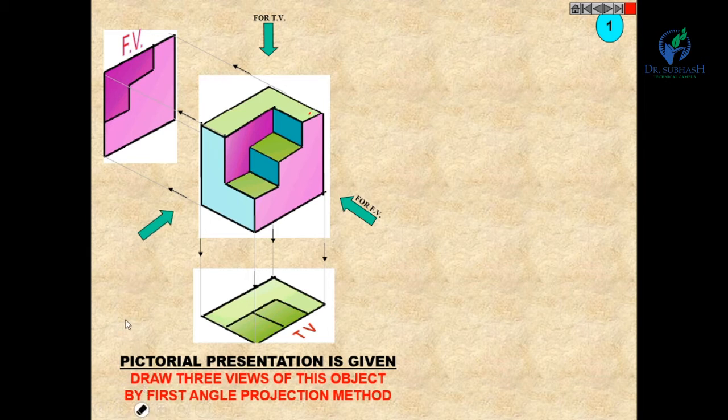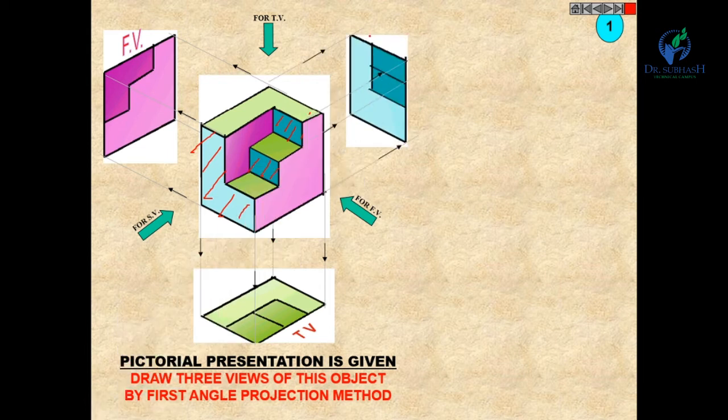Now for side view you will see this portion in side view. A blue color portion will be seen in side view. So you can see the side view, left hand side view. So you will find the height and breadth. Height and breadth of the object. Okay, this is the side view.